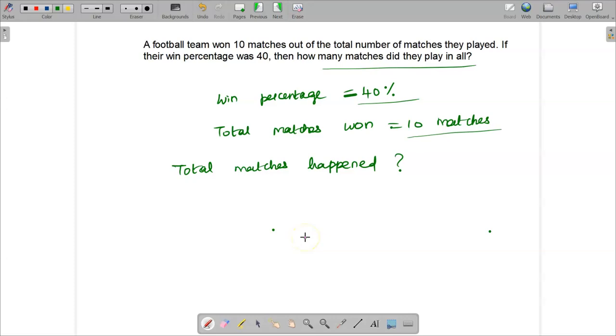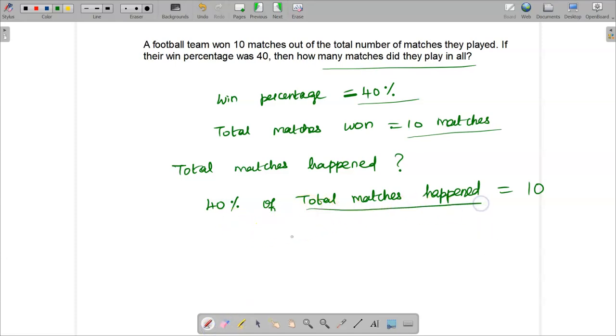So 40% of total matches, 40% of total matches happened, it is given by 10 matches here. Using this we can easily find out what is the total matches happened.